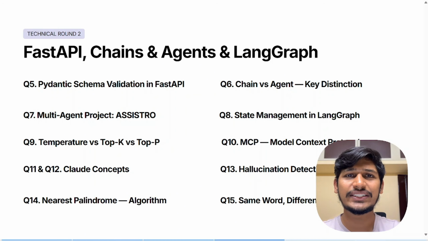And the next is how the state is managed in LangGraph. LangGraph uses the TypedDict state. Each node updates and passes the state. The next question goes like, what is the difference between temperature, top P and top K? Temperature controls randomness and top K is for token choices. Top P selects the tokens with a cumulative probability.